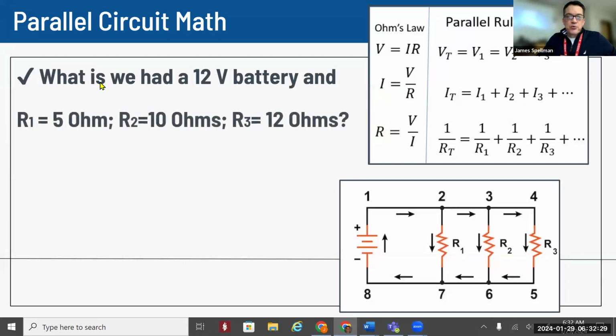So that should say, what if we had a 12-volt battery in this situation and our resistance was as such? And this one, you're going to end up writing out a bunch of stuff to kind of keep track of everything. So we're going to draw, if I've got a 12-volt battery here and my resistance, this is 5 ohms, and this is 10 ohms, and this is 12 ohms.